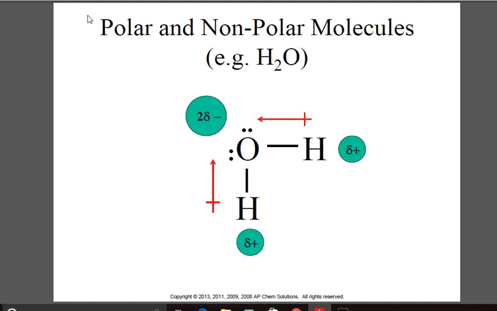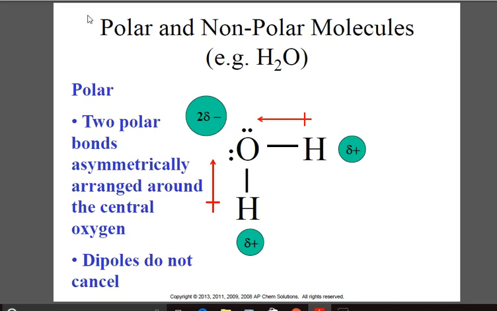Inside water, the oxygen is more electronegative than the hydrogen. So the oxygen pulls the electrons toward itself that are inside that bond. This leaves both the hydrogens partially positive, and then you see the oxygen is partially negative. And there's a 2 in front of that because it's pulling from the 2 hydrogens, so it's got to cancel or equal to the positive on those hydrogens.